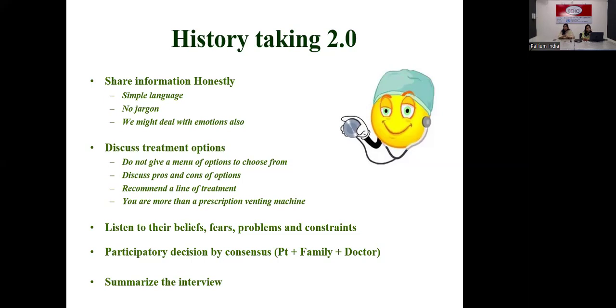Listen to their beliefs. People come from different belief systems, different environments, and different situations. So we all have different beliefs, fears, problems, and constraints. For example, there might be a patient who is completely religious, and I believe in doing some rituals to treat myself. It might be difficult for us to completely break that, but you have to sit with them.